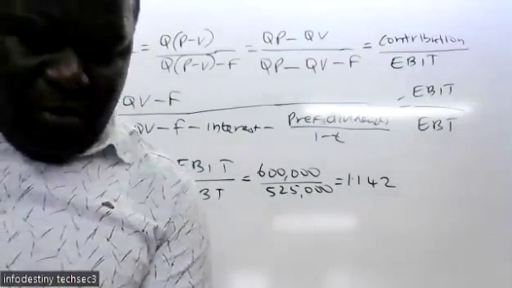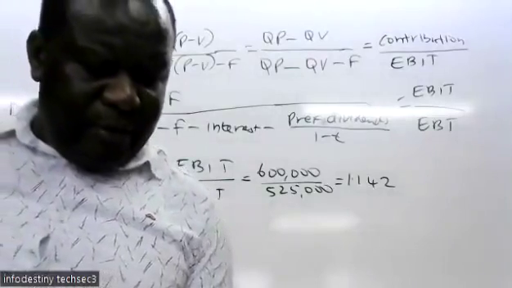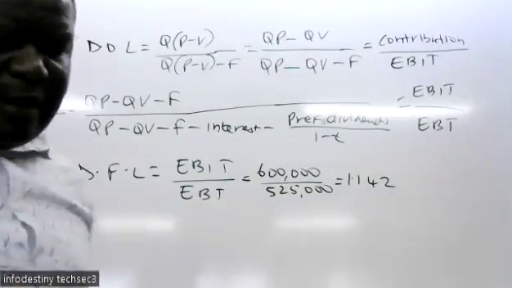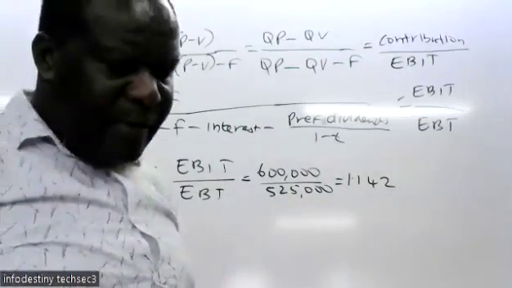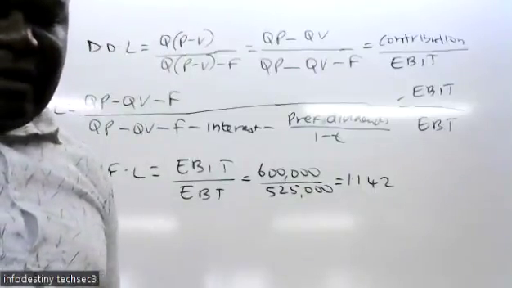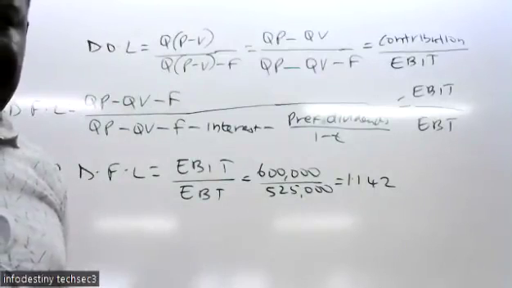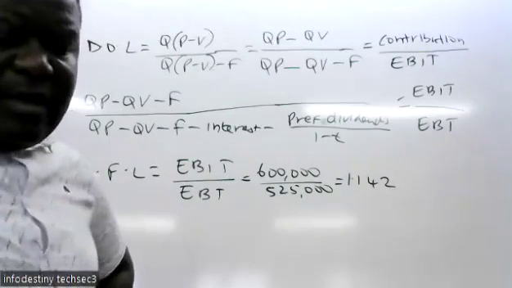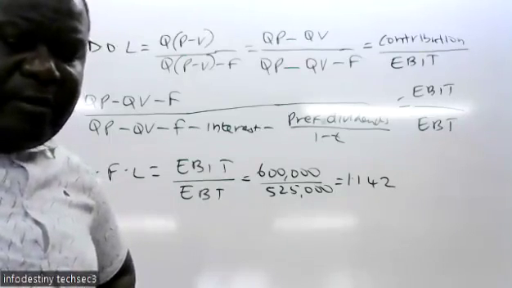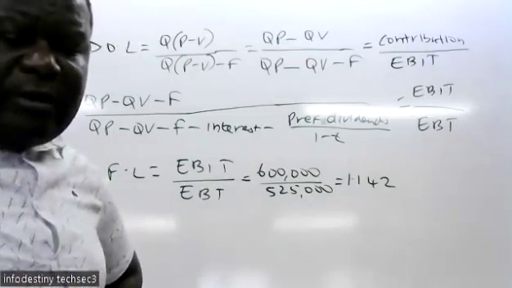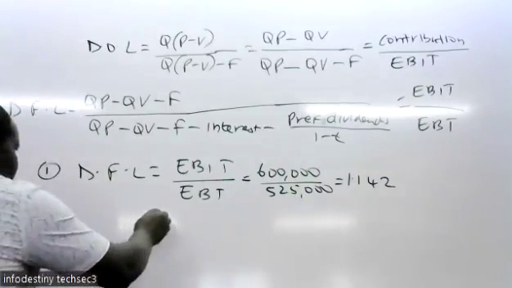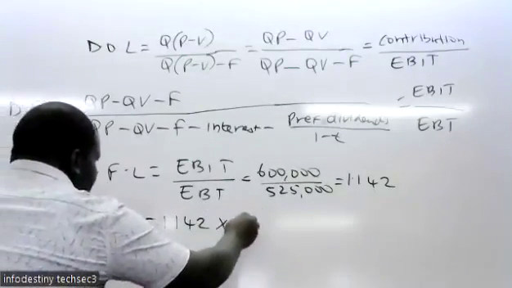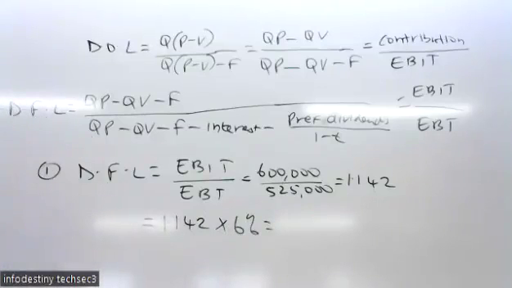Then after that, we can now write something brief on that by noting that if the earnings before interest and tax increase by 6%, then the earnings before the tax, or the taxable income, will increase by, you simply take 1.142 multiplied by 6%.